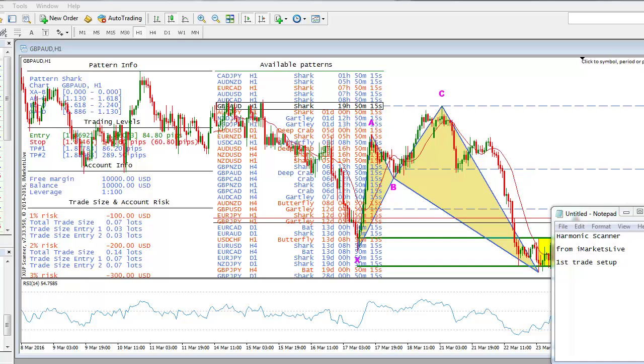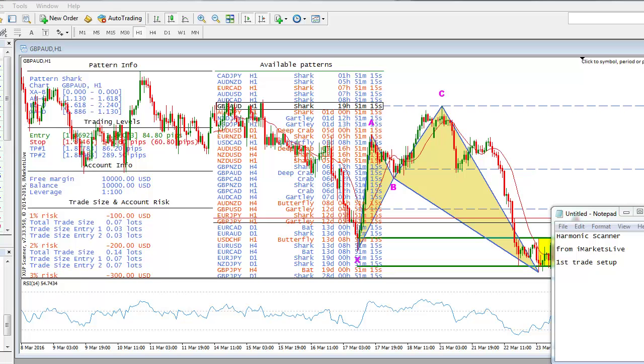Harmonic scanning was developed by Scott Carney, and this last week I signed up for the Harmonic scanning service from iMarketsLive. And I'm going to go through the first trade setup.